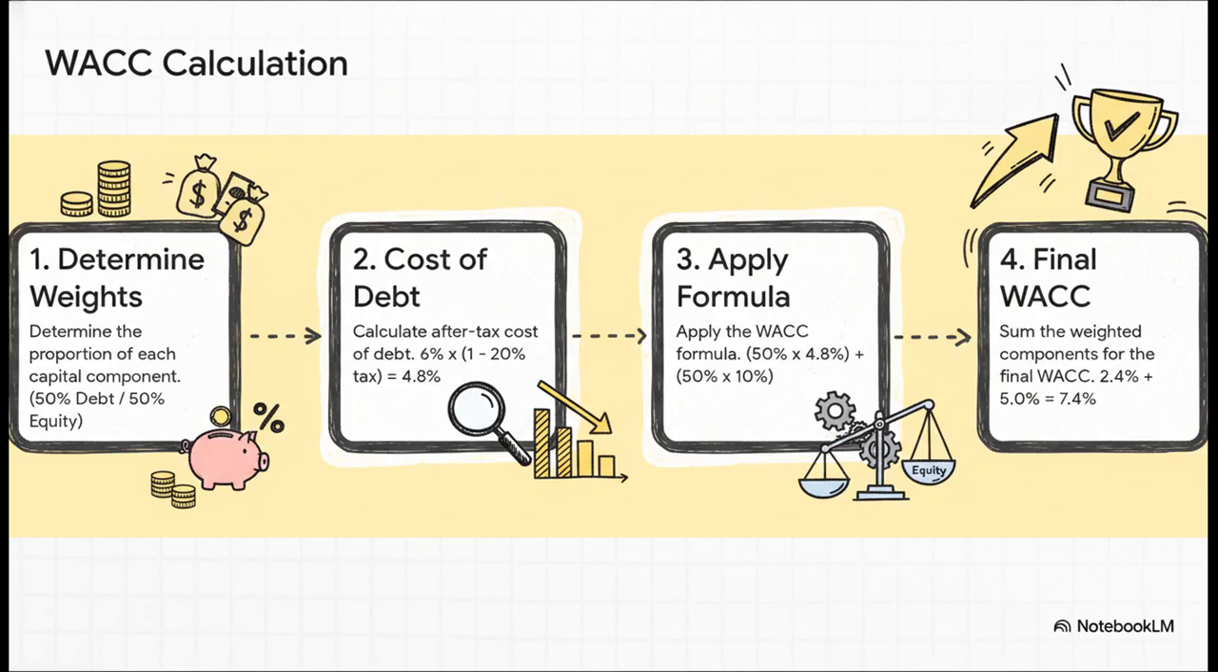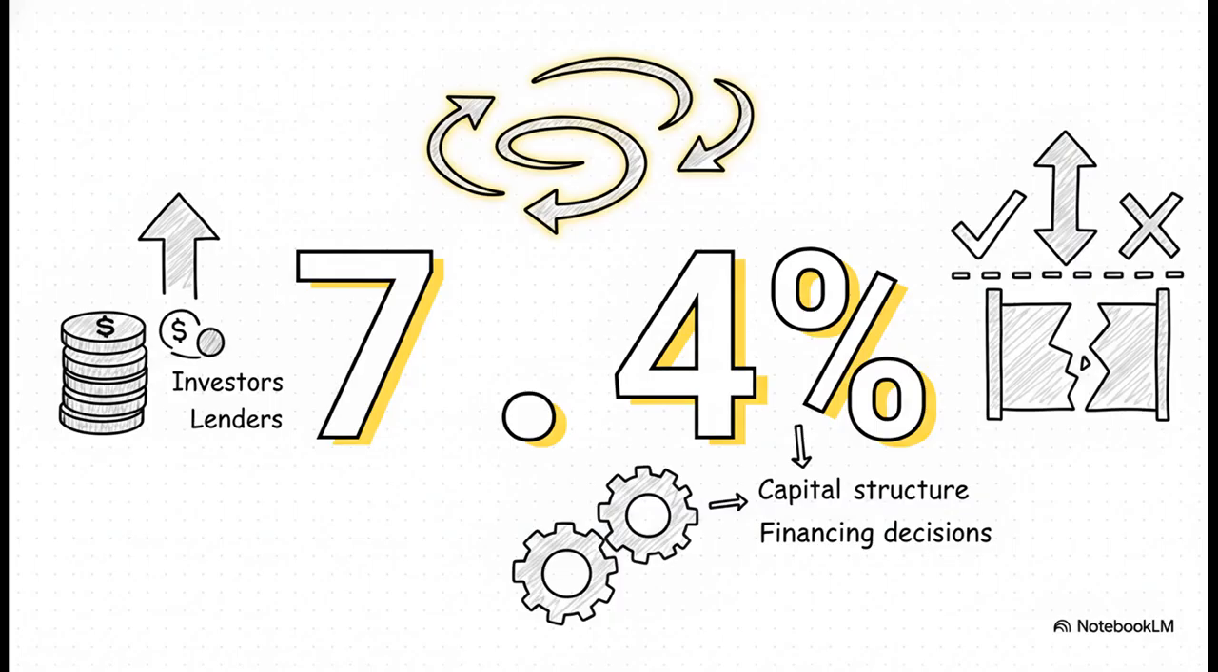We take the weight of debt, 50%, times its after-tax cost of 4.8%, and we add that to the weight of equity, 50%, times its cost of 10%. That gives us 2.4% plus 5.0%. And that all adds up to a WACC of 7.4%. This is our magic number.